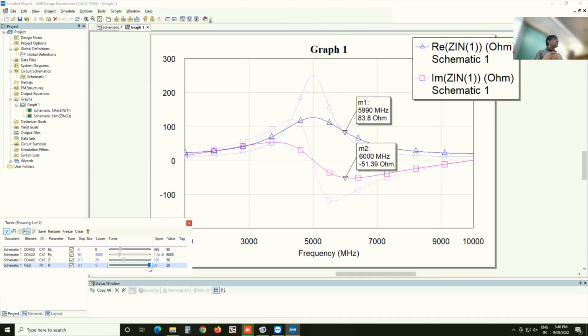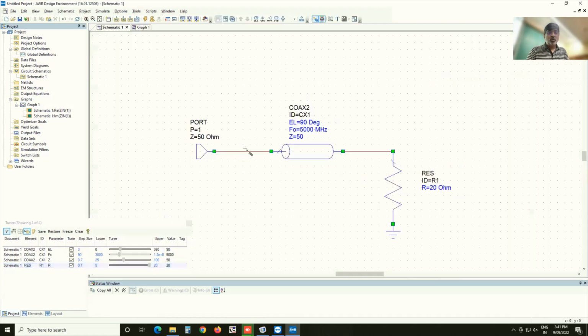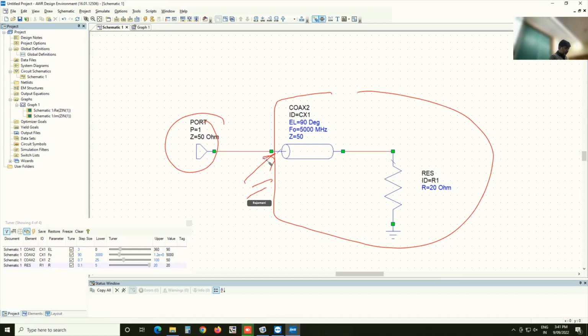We are actually varying things in a very strange way here, because we are not really calculating the actual matching part, which is not seen here. The thing we actually want is perfect matching. We want this point to look like 50 ohms, because this is a 50 ohm system. So we want this whole object here to be equivalent to a 50 ohm resistor at some frequency. We need to check that.